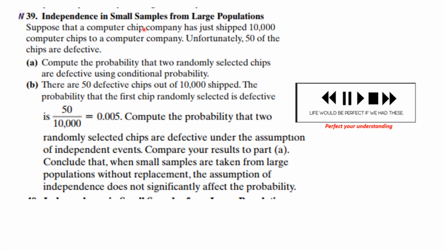Okay, so here is a problem for you to consider. A chip company has just shipped 10,000 chips. That is a big number, but 50 of them are defective. So compute the probability of selecting two defective chips using conditional probabilities, and then compute it under the assumption of independent events and compare and see if it mattered much. And so here we go. You know what to do. Let's see how you did.